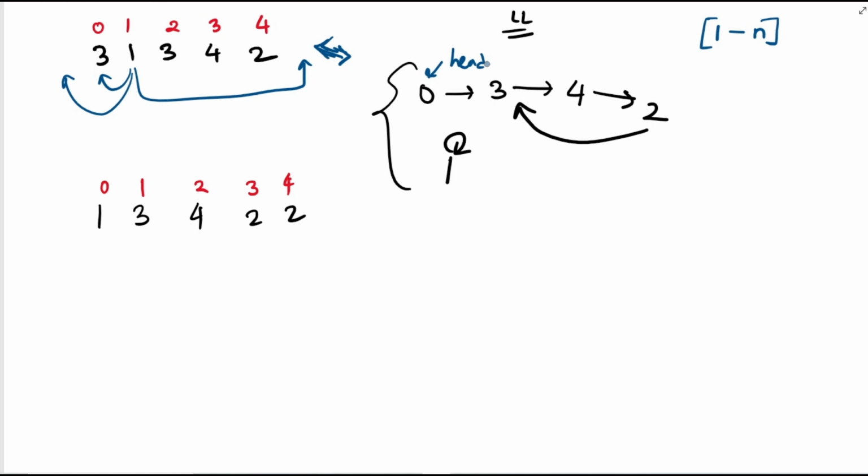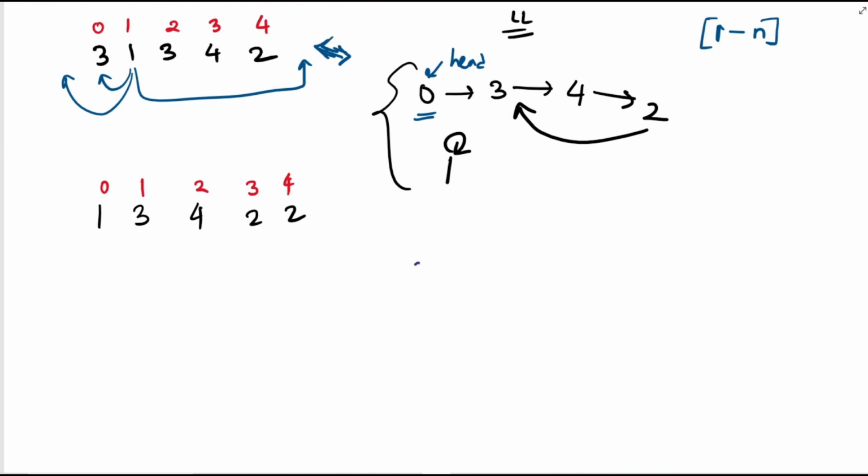And what is the head of the linked list? The head is always 0. Why? Because the range is 1 to n and nobody is pointing to 0, correct? So that is the reason why this correlation would work, and we have a head starting at 0. Okay, let's draw the same for the second one also.